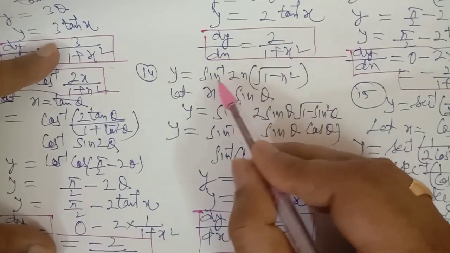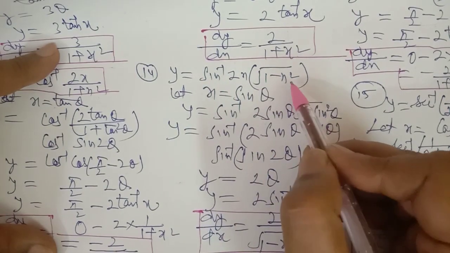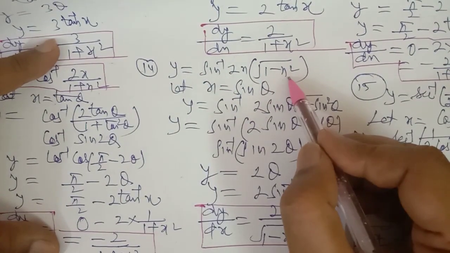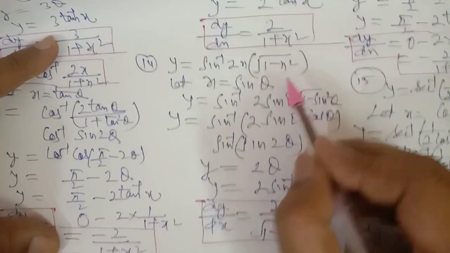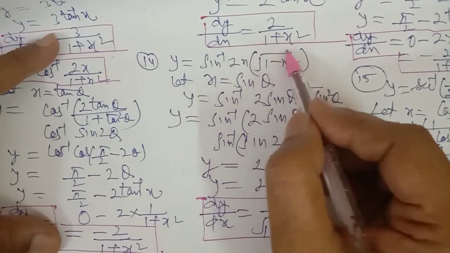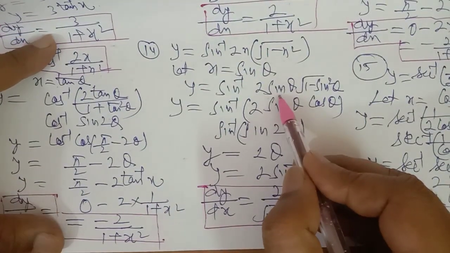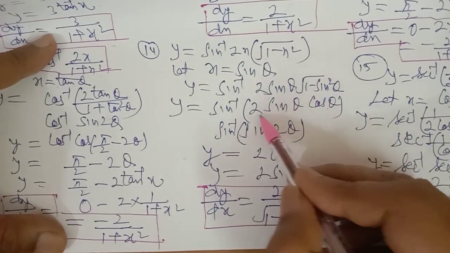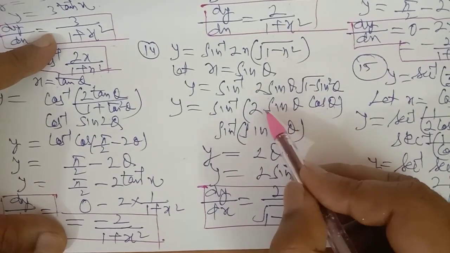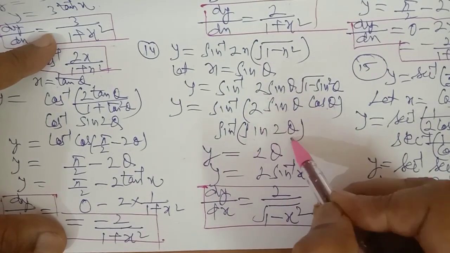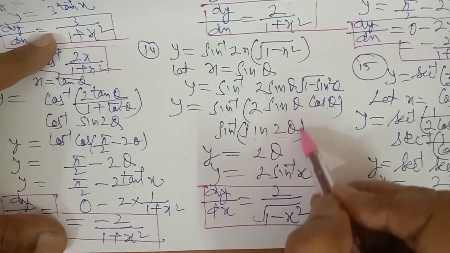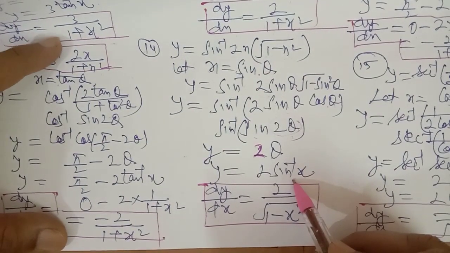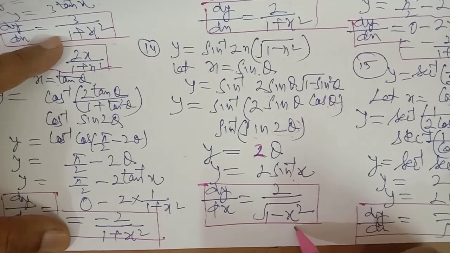Similarly, question number 14, sin inverse of 2x upon under root 1 minus x square. If you let x is equal to sin or cos theta, you will be able to simplify this. Here I have taken x is equal to sin theta. So sin inverse of 2 sin theta under root 1 minus sin square theta. In place of x, I have put sin theta. So under root 1 minus sin square means cos theta. 2 sin theta cos theta is equal to sin 2 theta. So sin inverse sin 2 theta, and replace theta by sin inverse x. So derivative of sin inverse is 1 upon under root 1 minus x square.